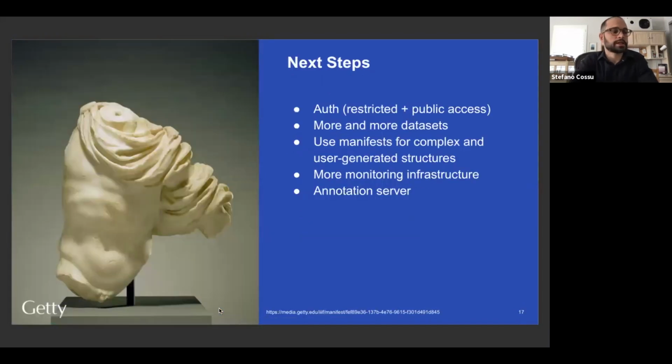So what are the next steps for us? They are implementing authorization and authentication, so we can offer richer access to rights-protected images while giving a certain amount of access to the general public for some resources. We want to, of course, load more and more data sets. There's a continuing digitization effort, especially at the GRI, the Getty Research Institute, which acquires a lot of archives.